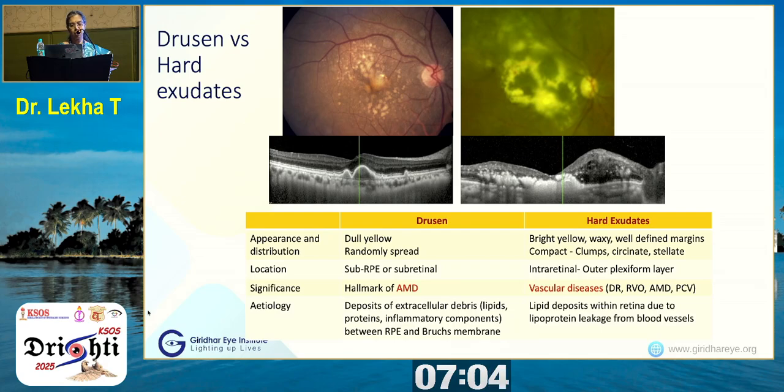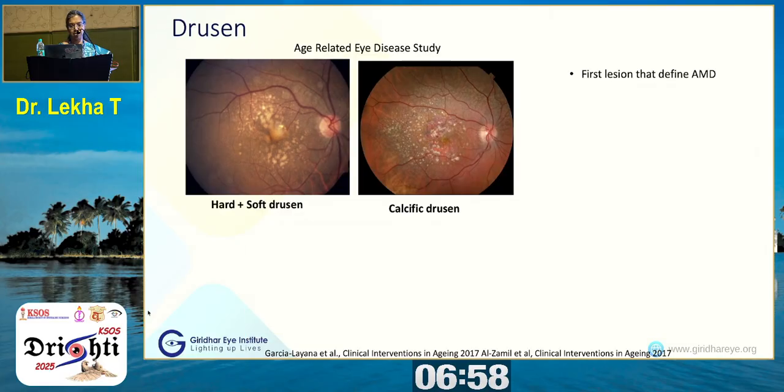While drusen is a hallmark of age-related macular degeneration, hard exudates are commonly seen in vascular diseases due to various reasons. Now, we look into drusen in a little more detail, which is the first lesion that defines AMD. So, the Age-Related Eye Disease Study has classified drusen into hard, soft, and calcific drusen. It's not enough if you just see the drusen, we should know the implication. Hard and calcific drusen can predispose to atrophy, whereas soft drusen can precede PED and CNV, which is more ominous.